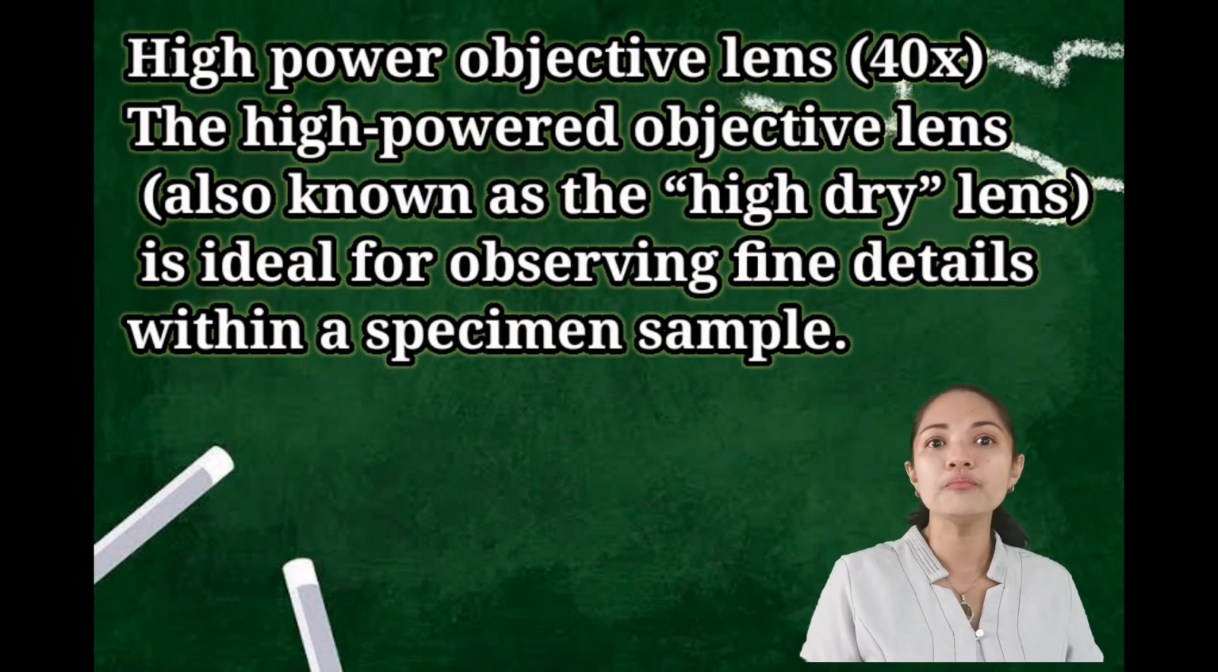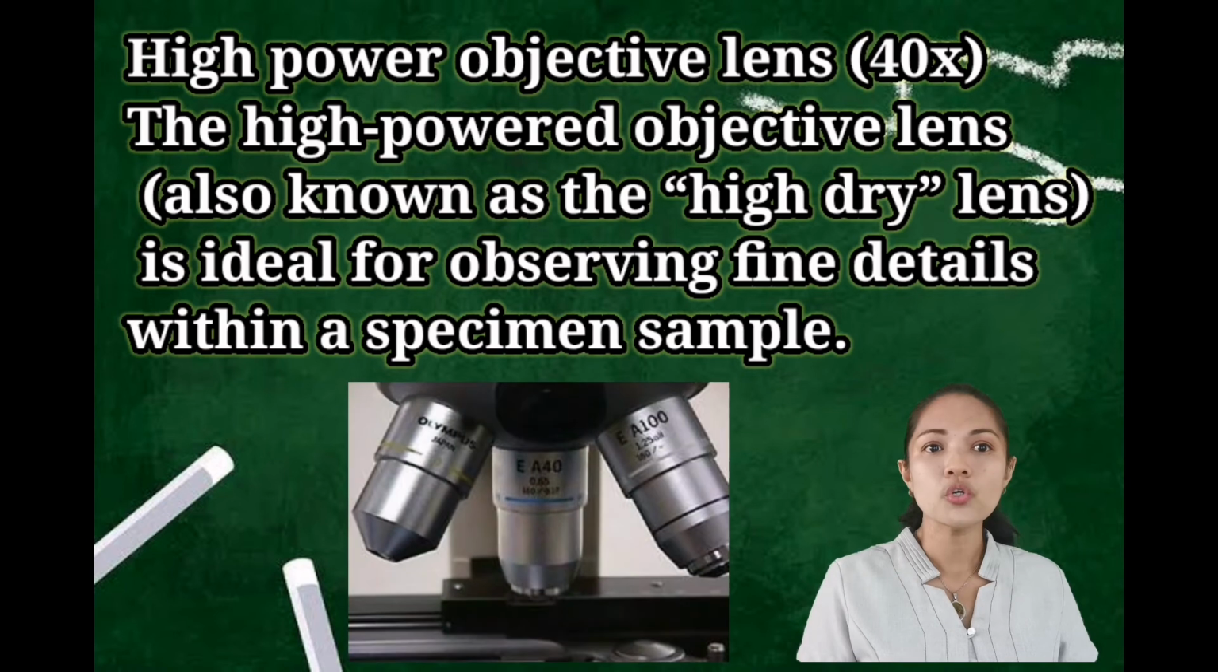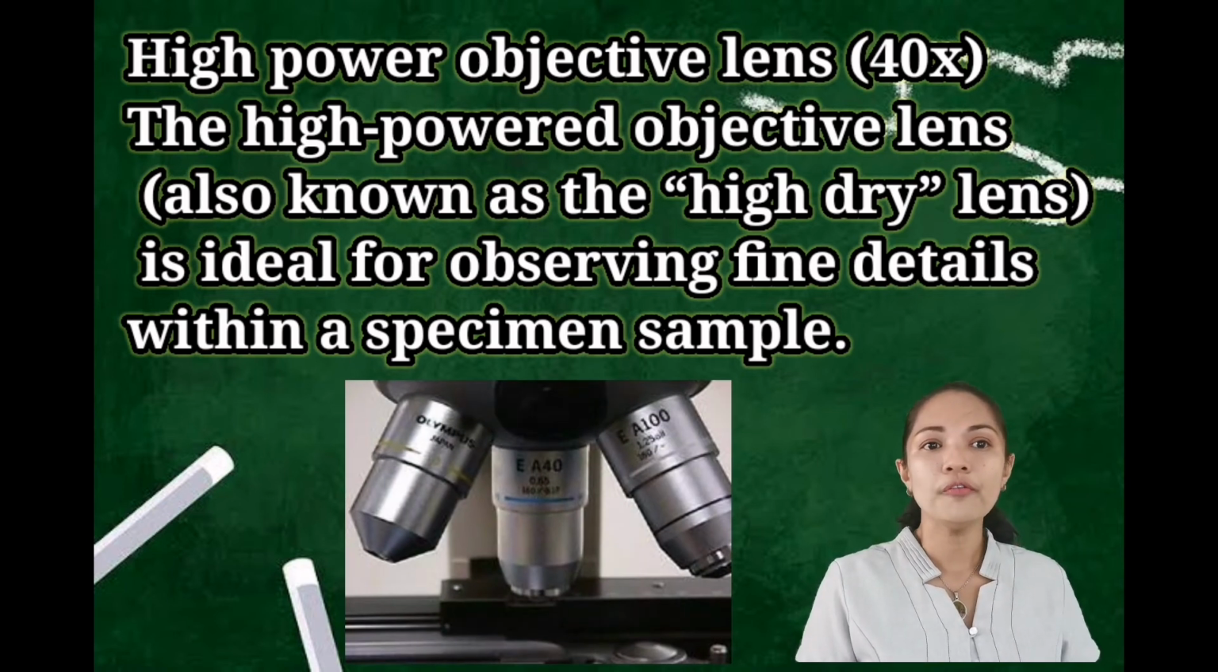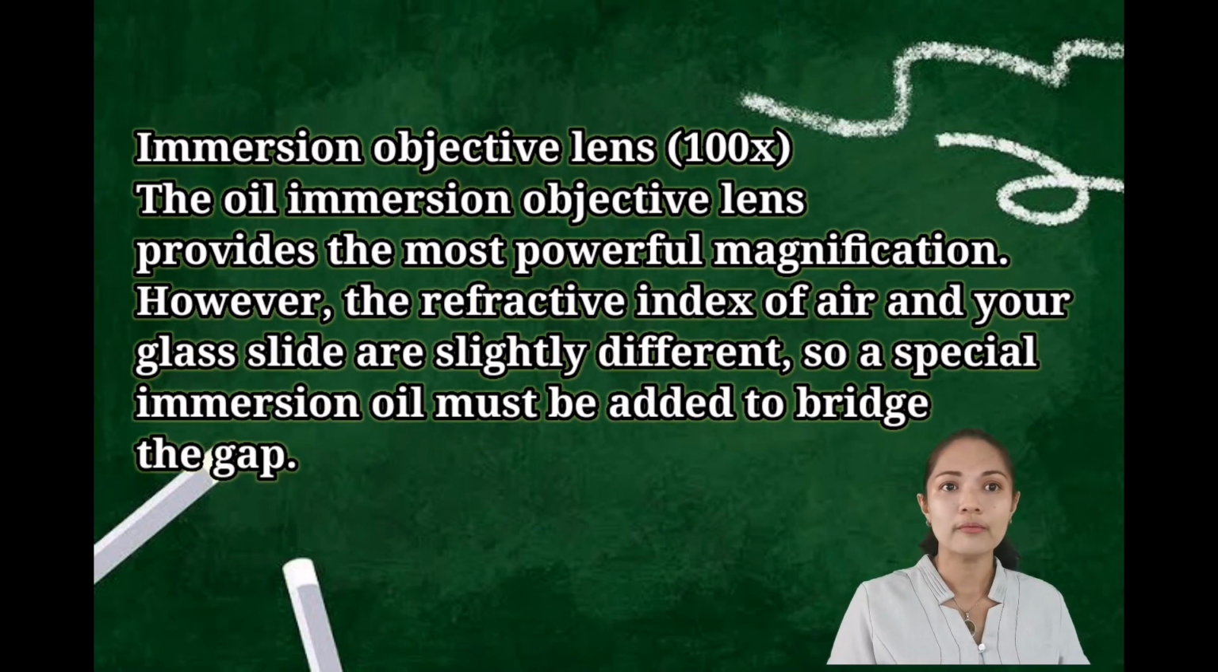The high power objective, or 40 times. The high power objective lens, also known as the high dry lens, is ideal for observing fine details within a specimen sample. Oil immersion objective lens, or 100 times.